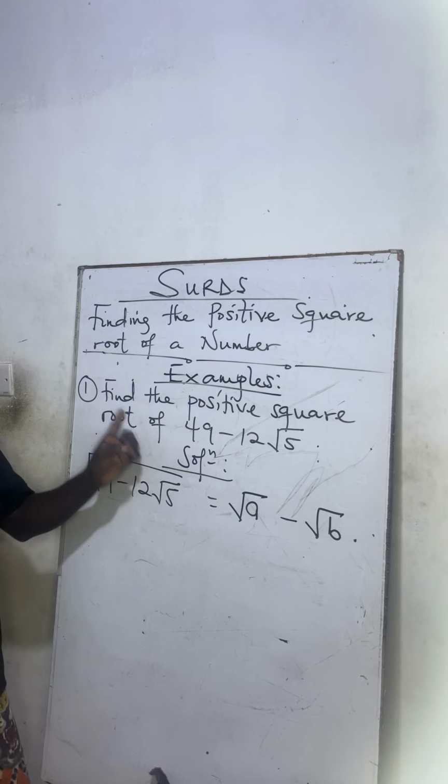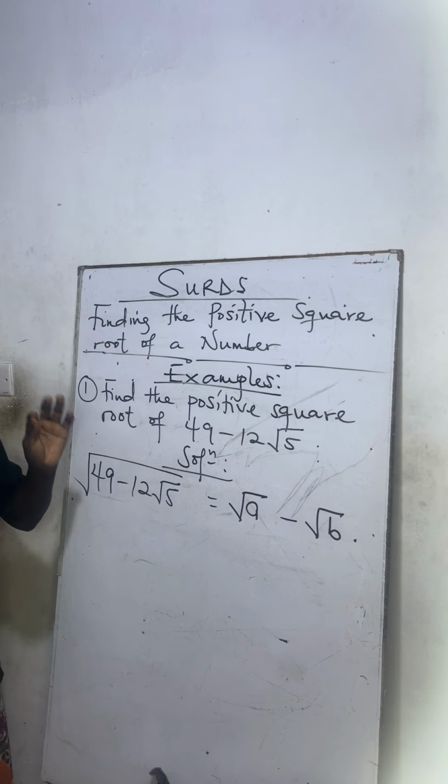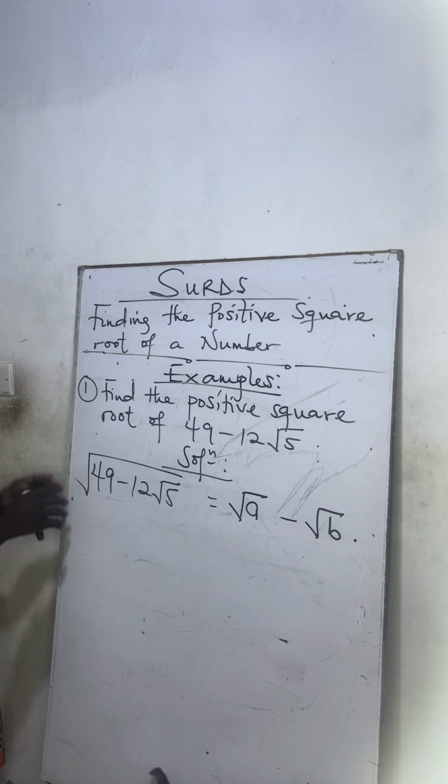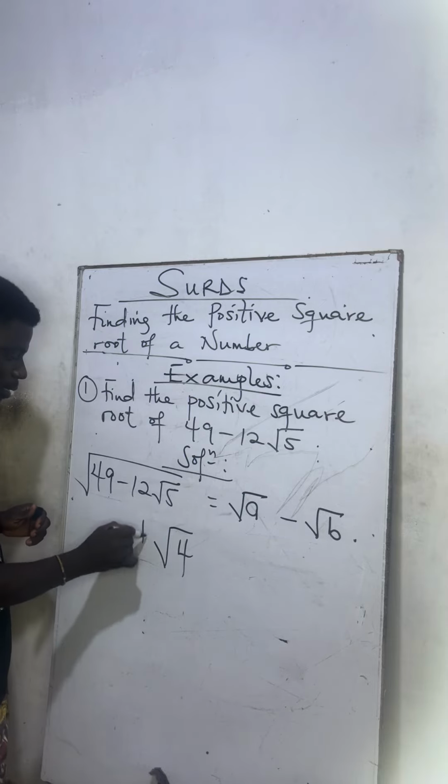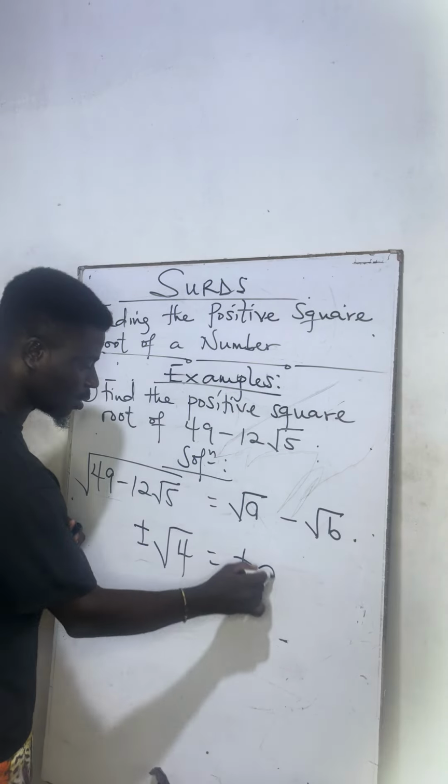Now we say we should find the positive square root. Don't forget square root brings plus or minus. So if I ask you square root of 4, it is plus or minus what? 2.